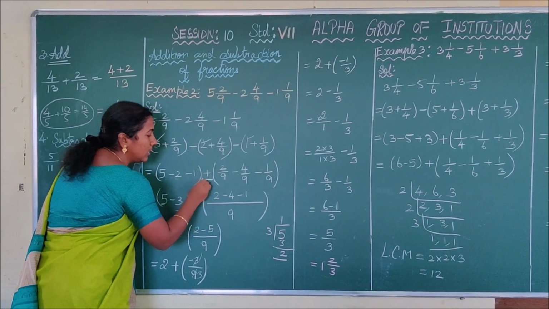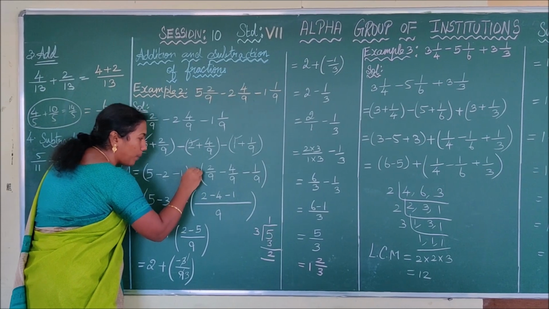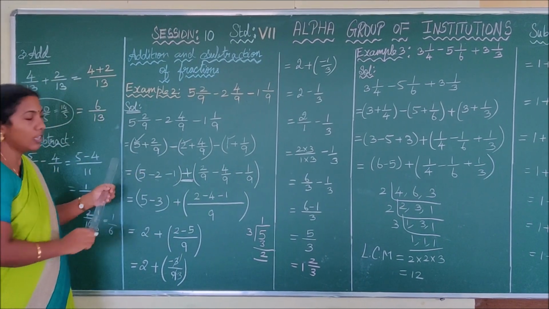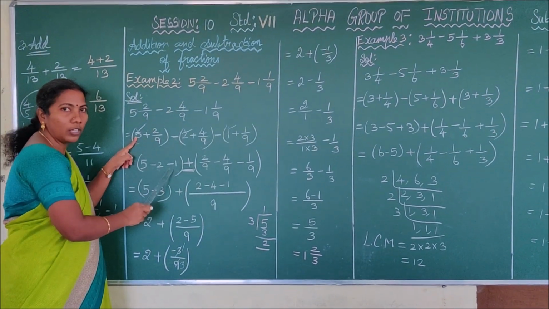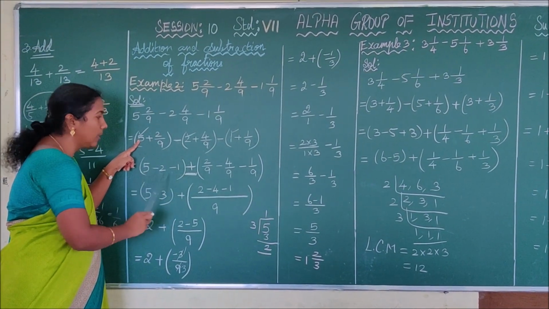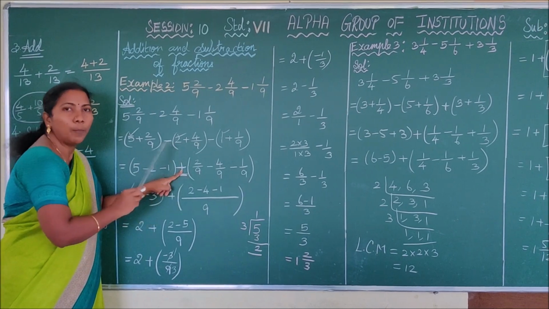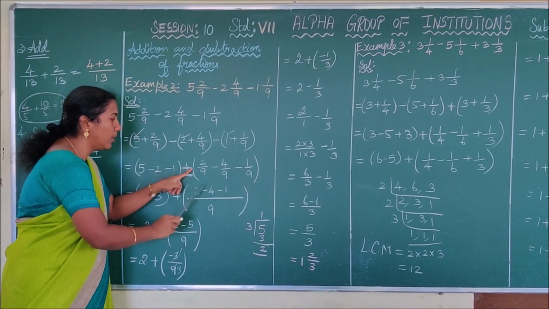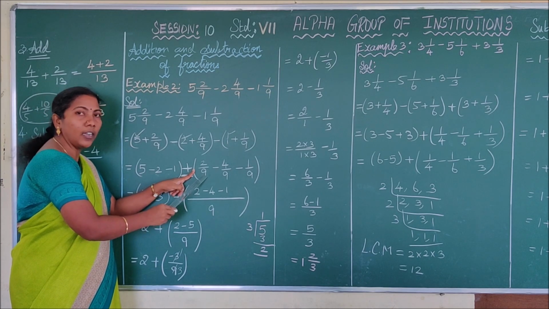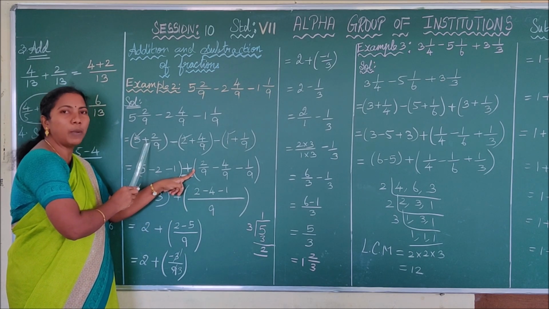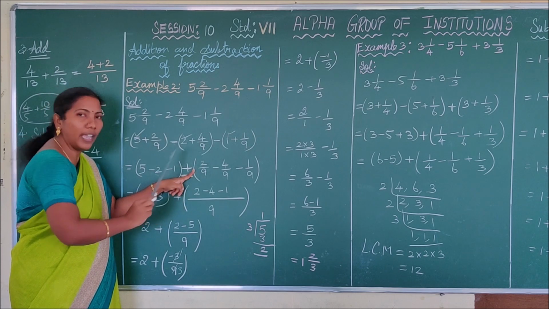After that, this is very important. Here you have to put the plus symbol. It's clear, children? 5 minus 2 minus 1. Okay? After that, we are closing the bracket and we are putting the plus symbol here. After that, you have to open the bracket and write the remaining fraction part: 2 by 9. Before the 2 by 9 you have the plus symbol, so write 2 by 9 as it is.